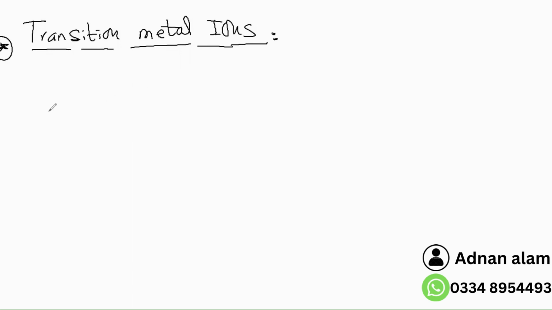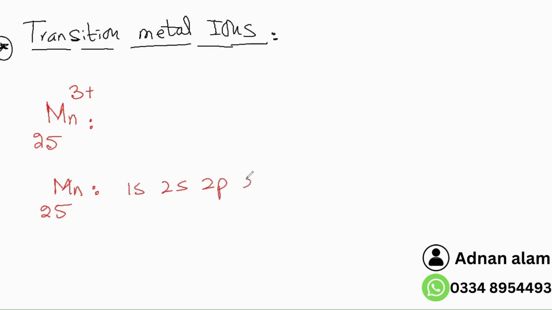For example, if the examiner asks us to write the electronic configuration of manganese, the proton number is 25. It is my advice, once again, that whenever you are to draw the electronic configuration of a transition metal ion, it is better to draw the transition metal atom's configuration first. So for manganese ions, better to draw the configuration of the manganese atom first.